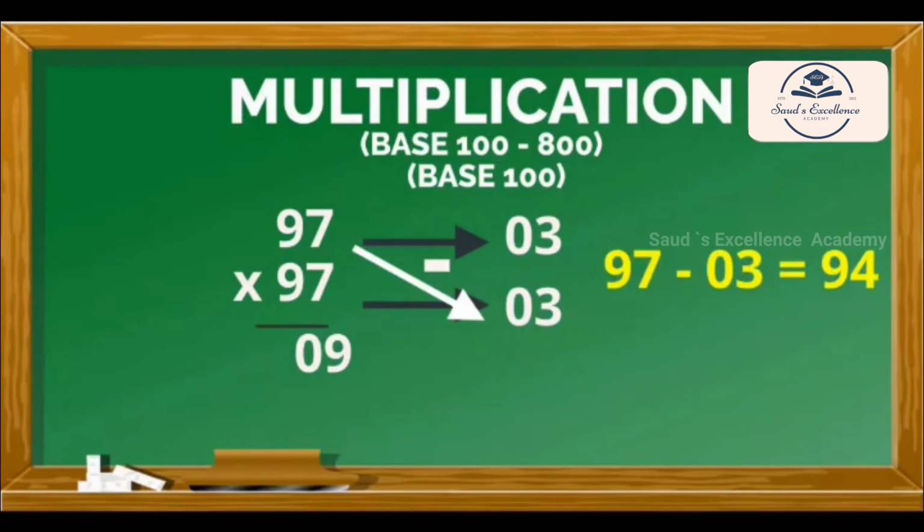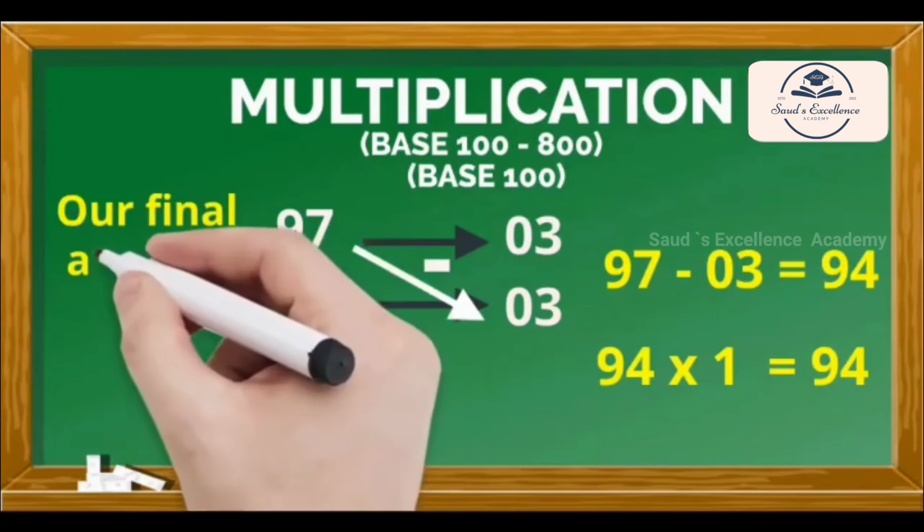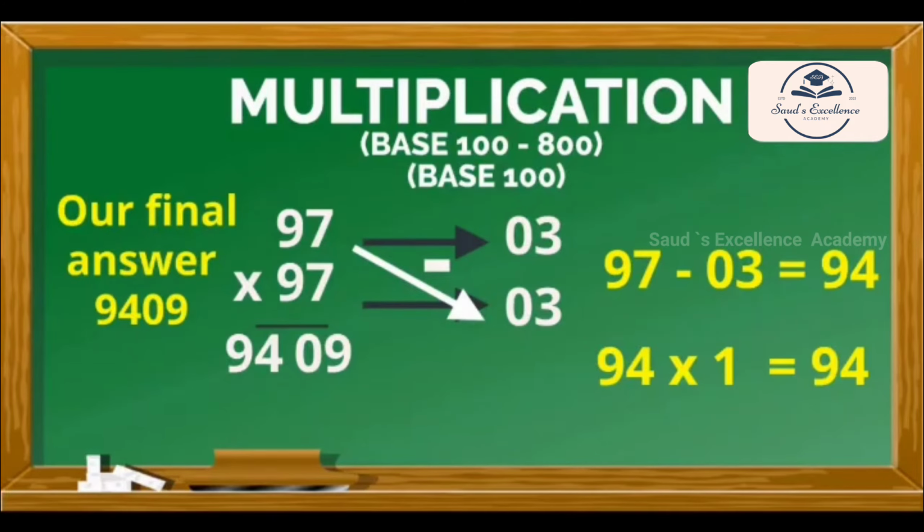Now we subtract crosswise: 3 from 97 equals 94. Now we multiply 94 with the base. For base 100, we take 1, so 94 times 1 equals 94. We write 94. Our final answer is 9,409.